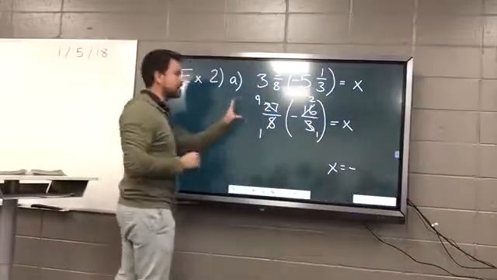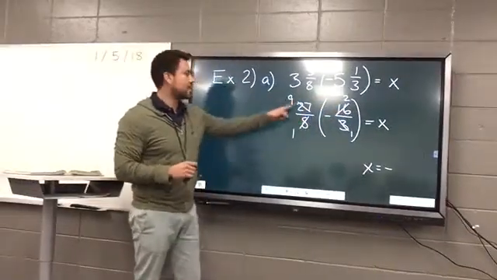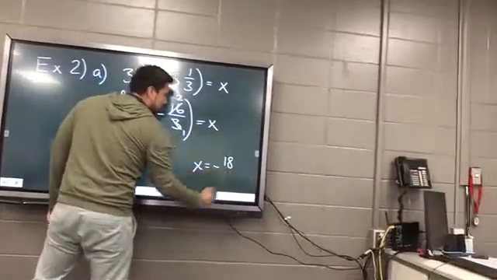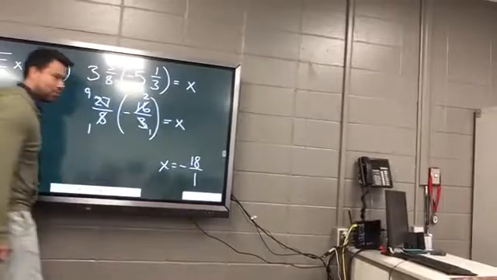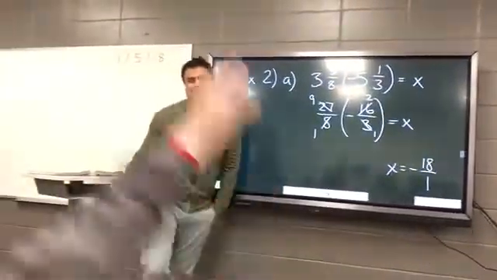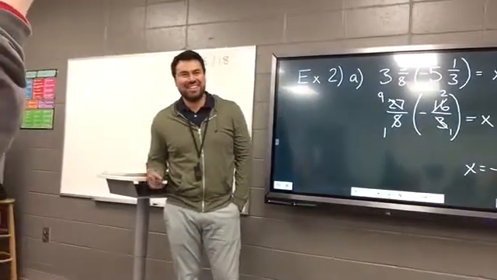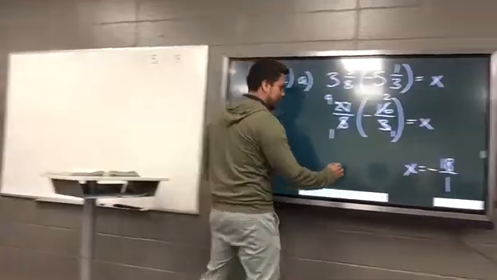All right, anything else to cancel? Anything else I can cancel out? Nope. What's 9 times 2? 18. And what's 1 times 1? 1. Nice. Negative 18 over 1. Notice I didn't circle that. Yeah, Peter? Negative 18. Yeah, x equals negative 18.